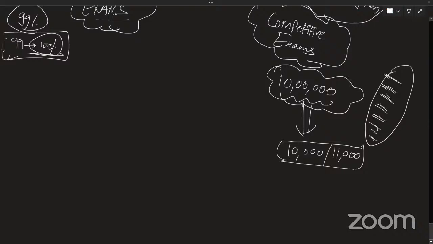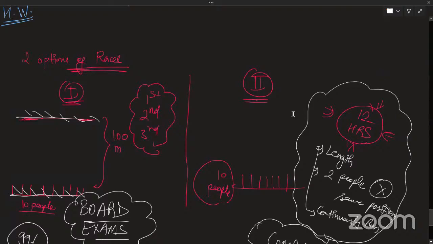Rank sharing can't happen, na? Unless there is some scam like NEET 2024. Not to talk about that. But this is the basic difference that I'm talking about. यार ये ना डिफरेंस समझना पड़ेगा अपने को.